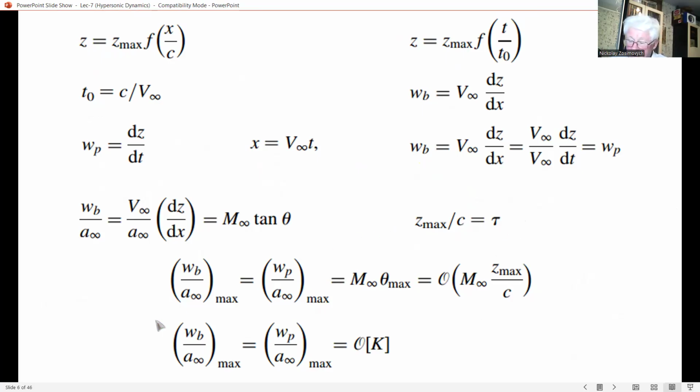And we can rewrite our expression more simply. WB over A infinity for maximum is the same as WP over A infinity maximum. It's our function omicron from A. K is M infinity times theta, C times not theta, tau, the familiar hypersonic similarity parameter, right?